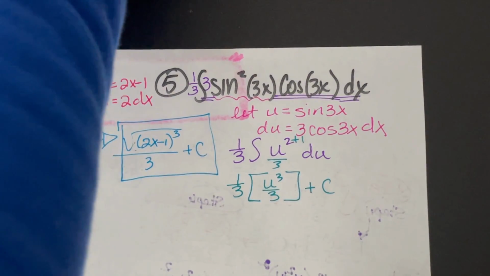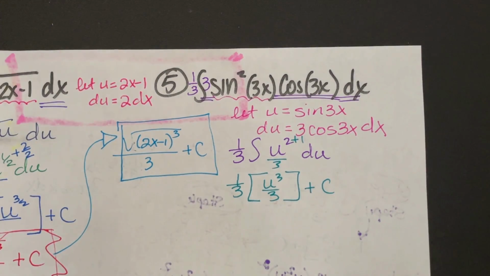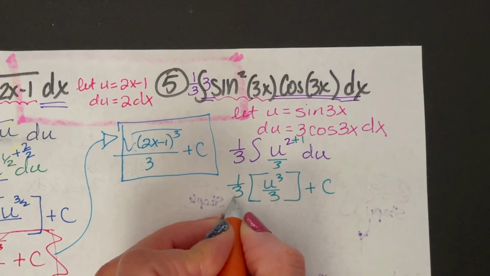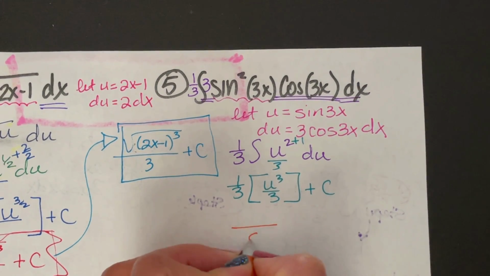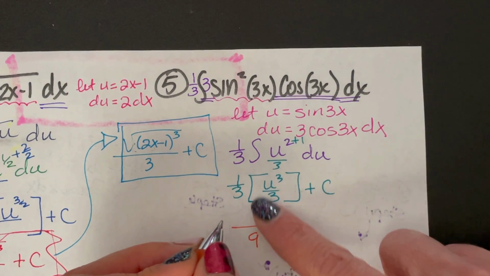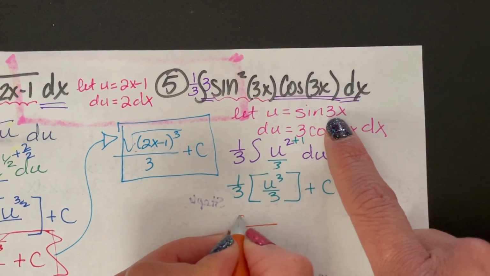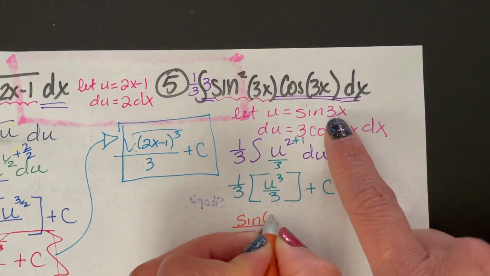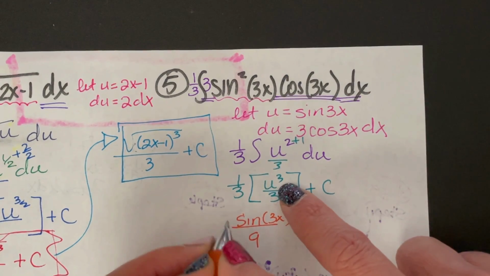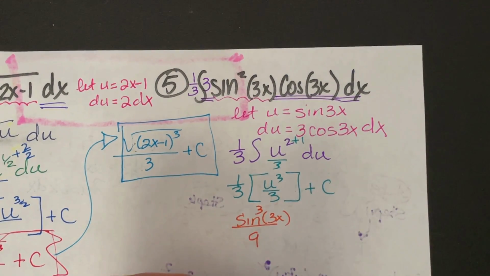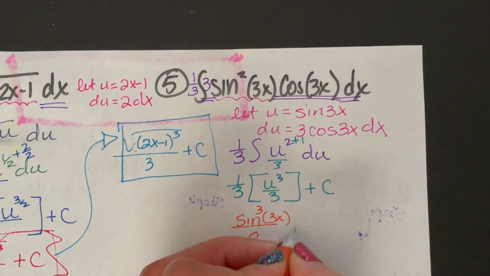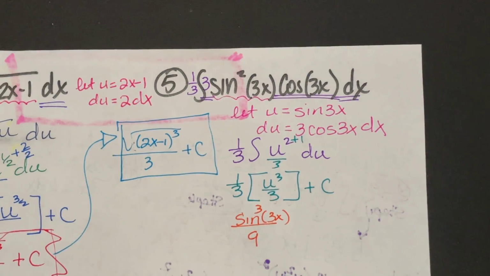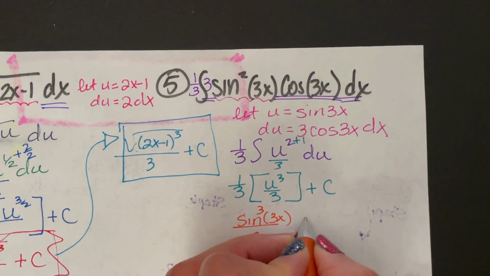So let me switch colors here. So obviously this is going to be over 9. 3 times 3 is 9. And for u, I'm substituting back in sine of 3x. Now, because the u is cubed, we could put the cube here, or you could put parentheses around the whole thing and raise it to the 3rd power. It means the same thing. And then plus c.